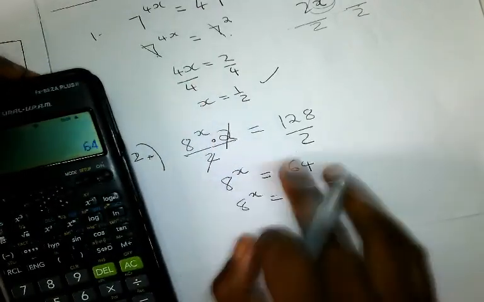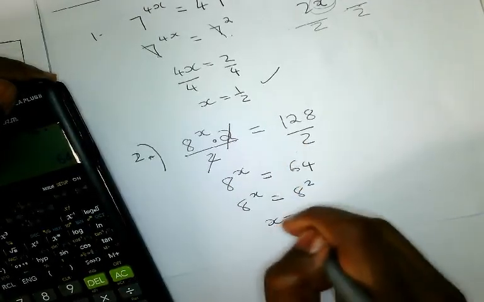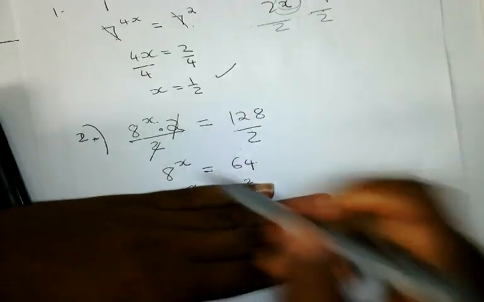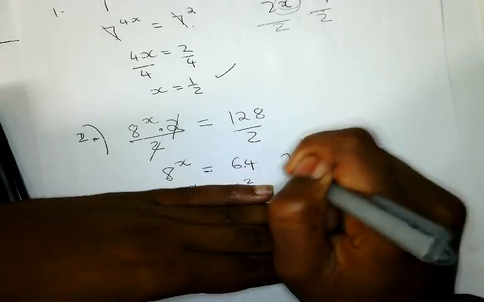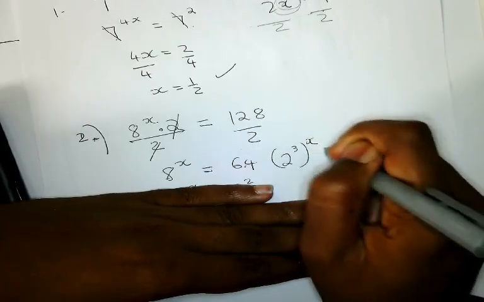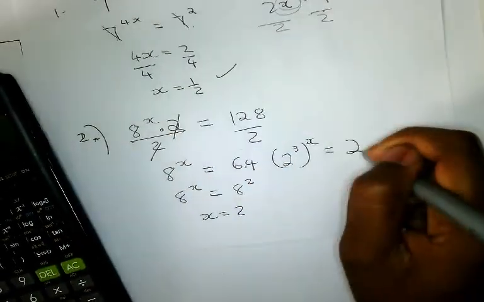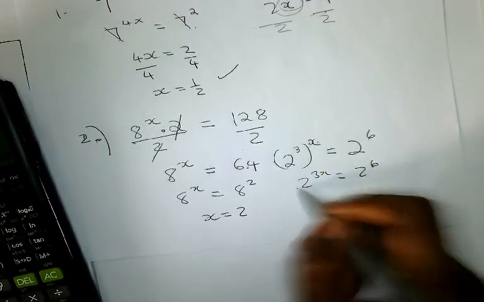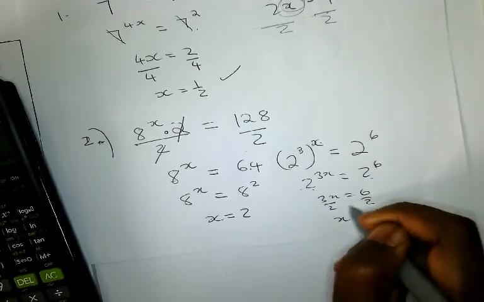You might have used another method where you have to change both of the numbers to prime bases. Let's check and see. So in this case, I will have 2^(3x). 64 becomes what? 2 to the power of 6. Multiply the 2. And then the bases are the same. Drop the bases. Divide by 3 on both sides. x will be 2 because 3 goes into 6 2 times. So either method, you would have still gotten your answer as it is.